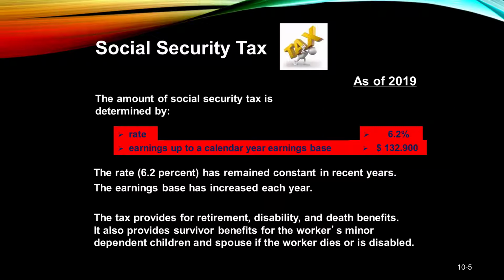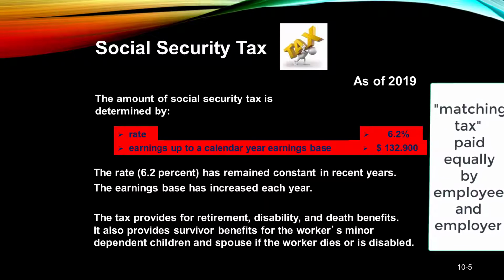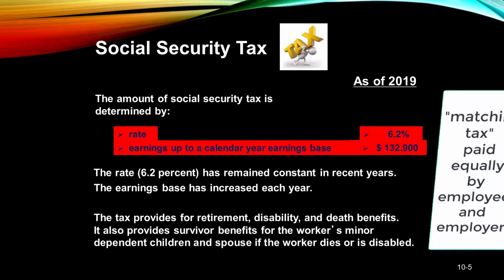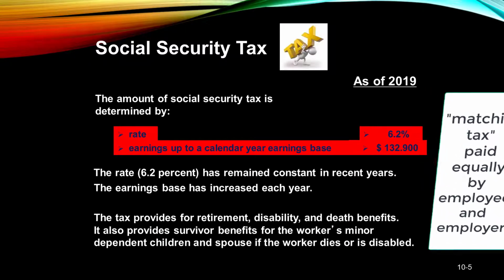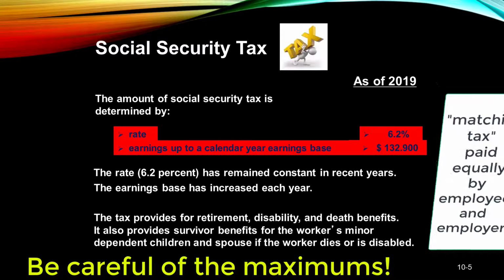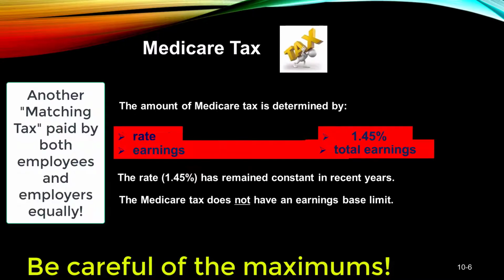As of 2019, the maximum amount of wages subject to the tax was $132,900. This is what we consider a matching tax because both the employer and the employee pay equal amounts. Be very careful when you are calculating Social Security taxes to watch out for that maximum.